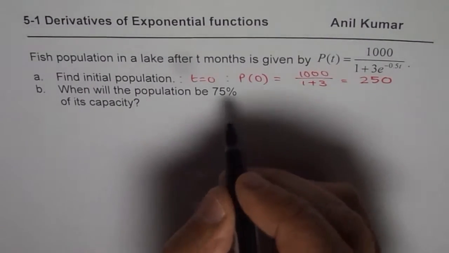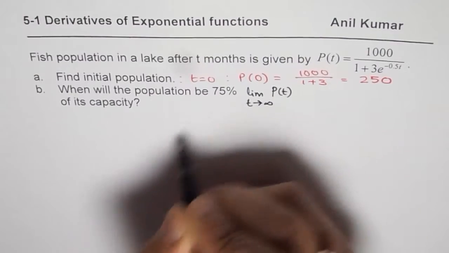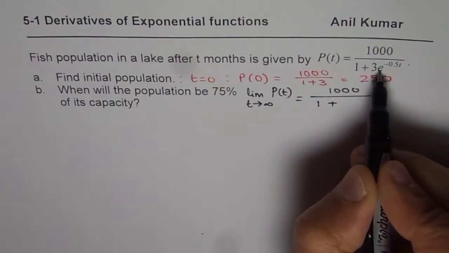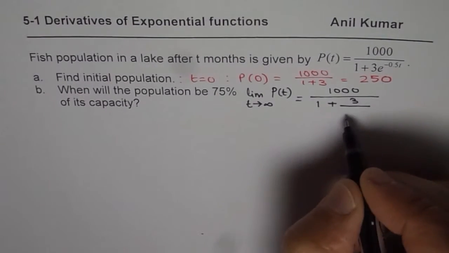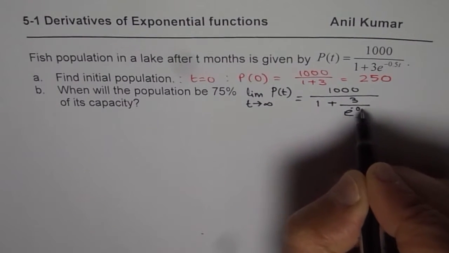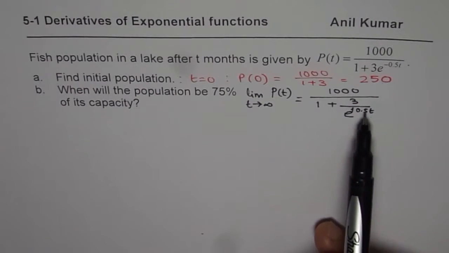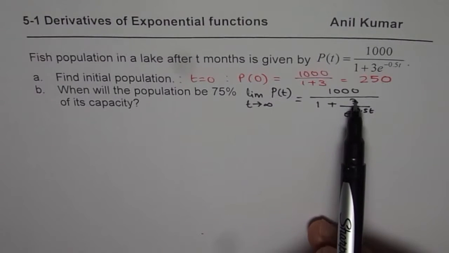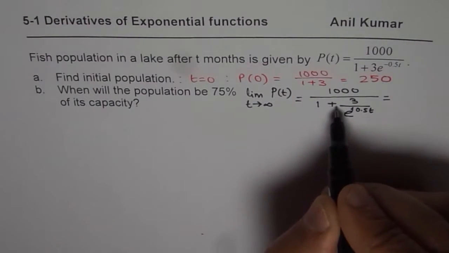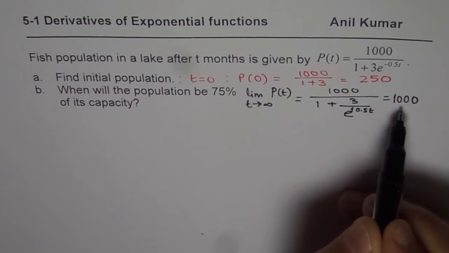So how do we find that? One way to find the capacity is to find the limit of this population as t approaches a large number. Let's call t as infinity. If you calculate that, we get 1000 divided by 1 plus 3 over e to the power of 0.5 t. Instead of minus, now it becomes plus, so let me make this positive. Now if t is very large, then e to the power of that t is going to be extremely large, and 3 divided by a large number is going to be 0. So this limit will be 1000 divided by 1 plus 0, so that means 1000. So we know that the maximum capacity is 1000. That is the first thing which we need to understand.